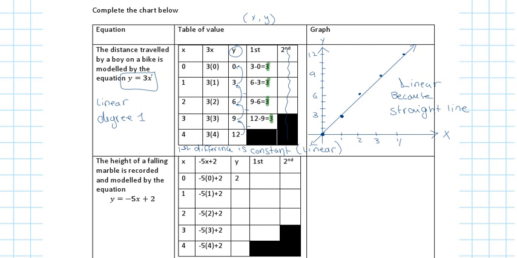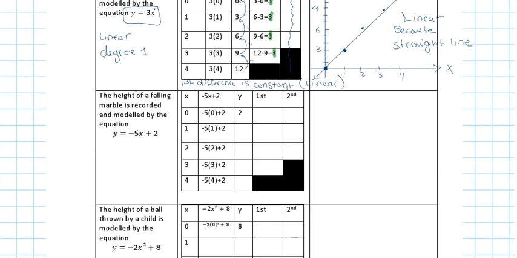We're good? Okay. So if I'm looking at the equation, I'm looking at the degree. If I'm looking at the table of values, I have to do the first and second difference if needed. If I'm looking at the graph, I'm looking to see if it's a straight line. Okay?